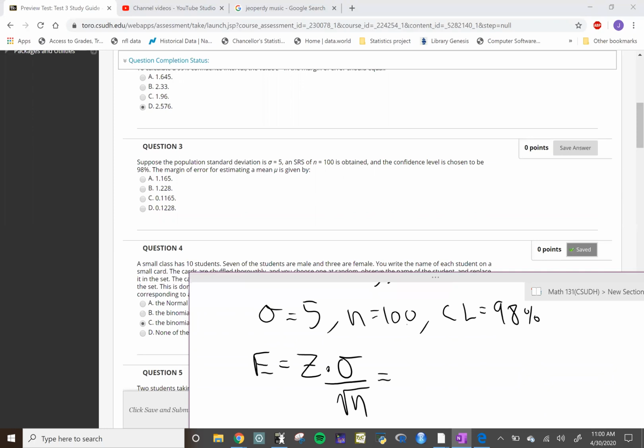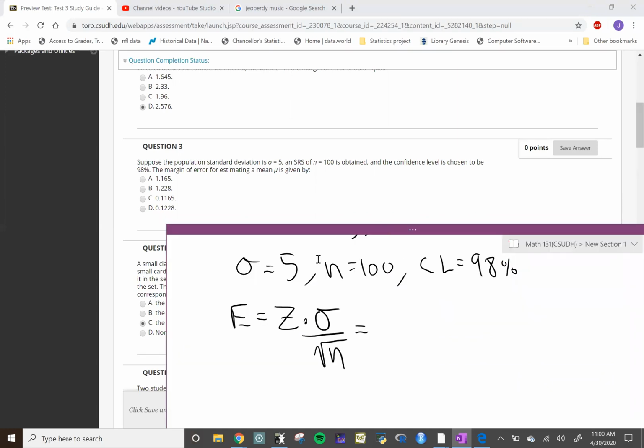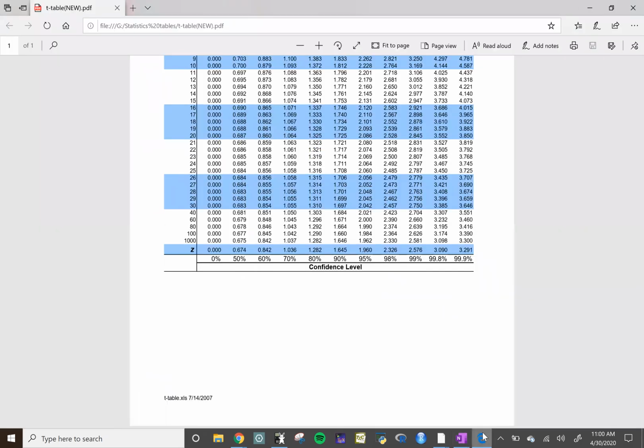Any questions so far on my notation? That's an E, right? Correct, that's an E. So I already know what sigma is and what n is. The only thing I don't know is z. I'm going to use the t table to find that, because I know the confidence level is 98%. If you look right here, here goes 98%, and right above it, it says 2.36.